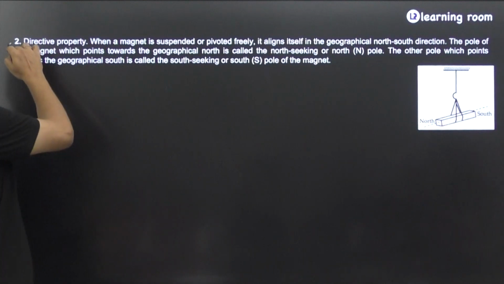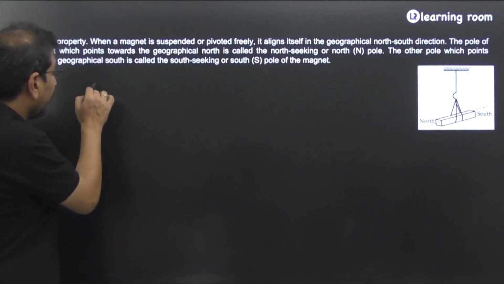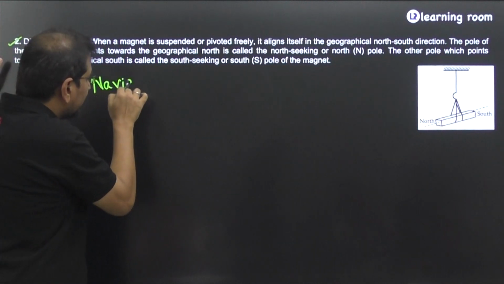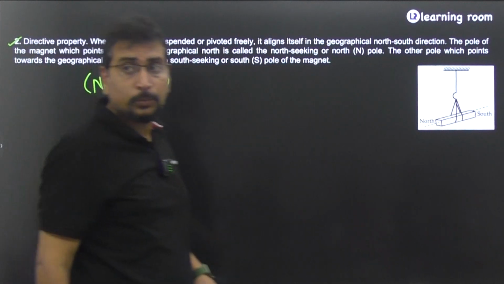Are you clear with this? This is a very important thing. So why is this directive property important? It is important for navigation, right? Because we should know which is the north pole and which is the south pole.